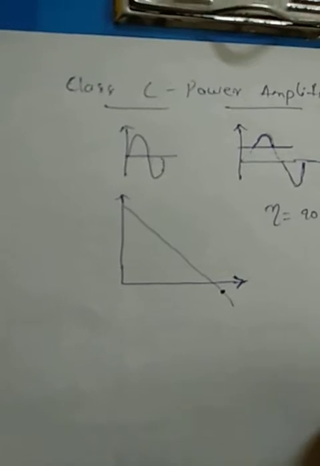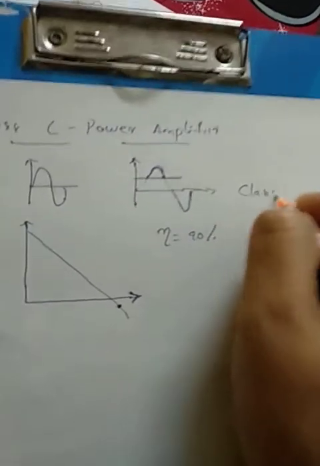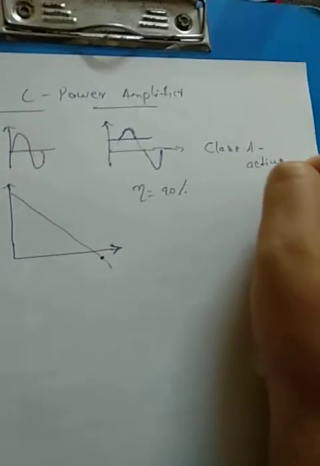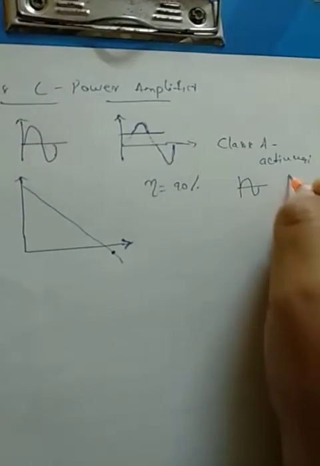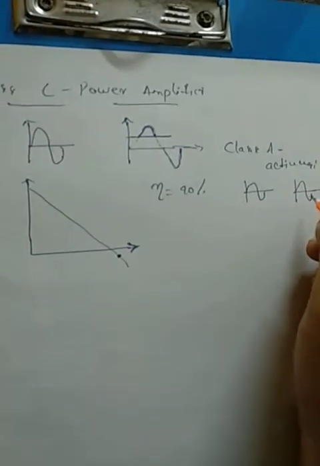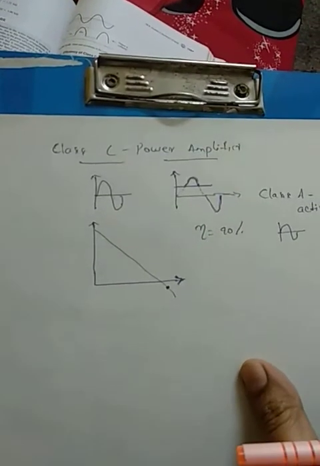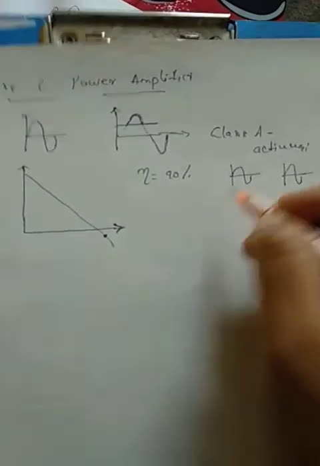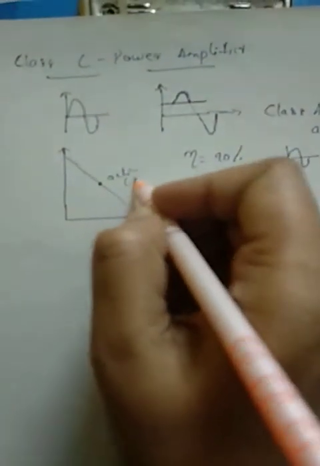Class A power amplifier is biased in the active region to produce a linear output with minimal distortion. As we know, a class A amplifier operates in the active region, so it produces a very linear output: for a full input, we get a full output, with very little distortion. Due to this biasing arrangement, the transistor operates in the active region.